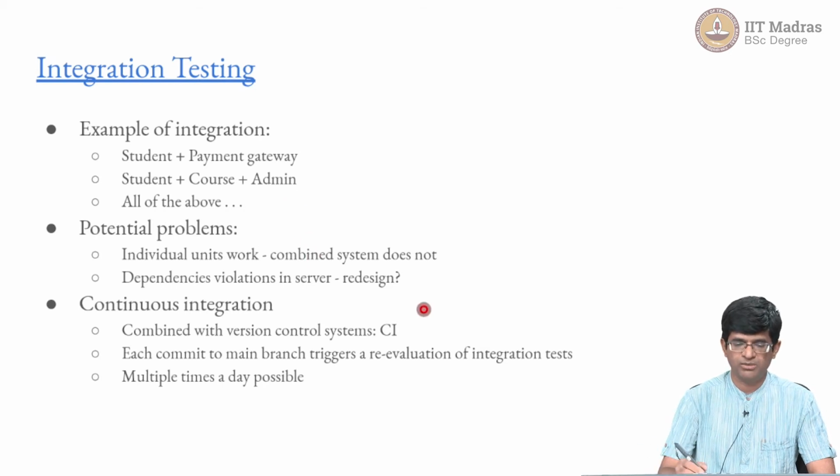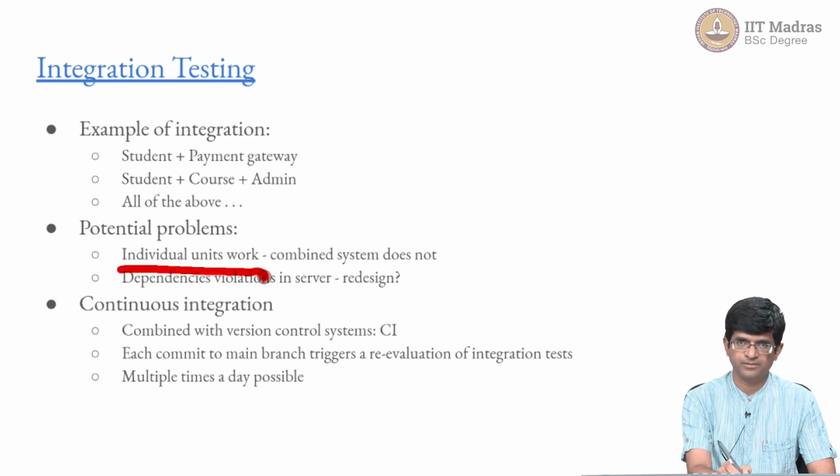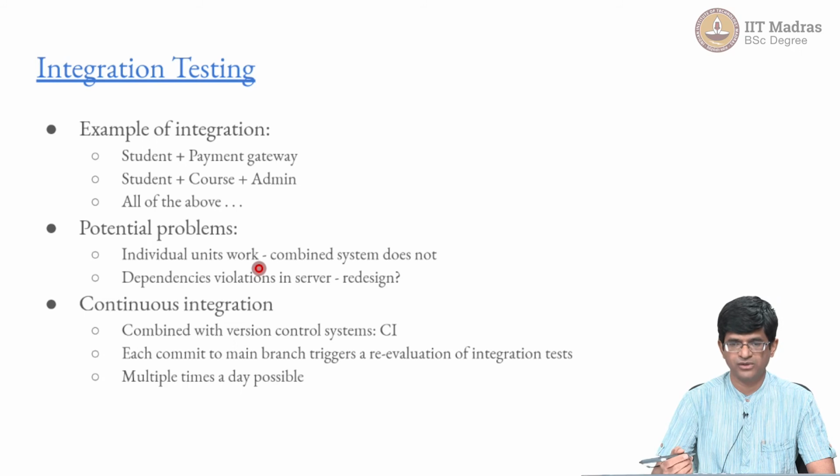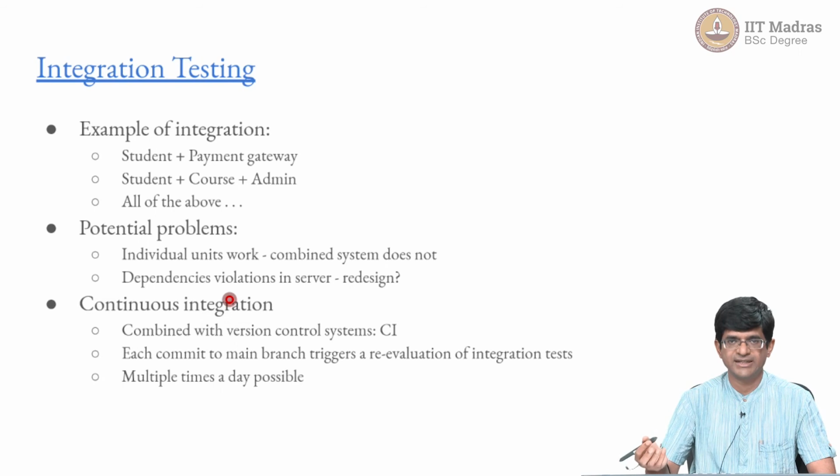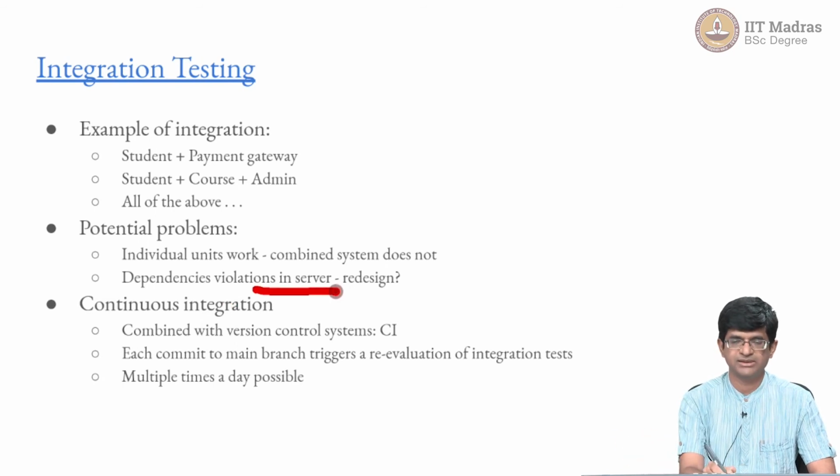Now, what kind of problems could happen? You might end up in a scenario where the individual units work. The student module by itself works, but the moment I combine it with the course module, something goes wrong. One possible thing might be, the student module was written by developer A, and they assumed certain dependencies in the Python code. The course module was written by developer B, and they assumed a slightly different set of dependencies, right? You put the two together, and you end up with violations at the server end, right? It pretty much means that you have to redesign, right?